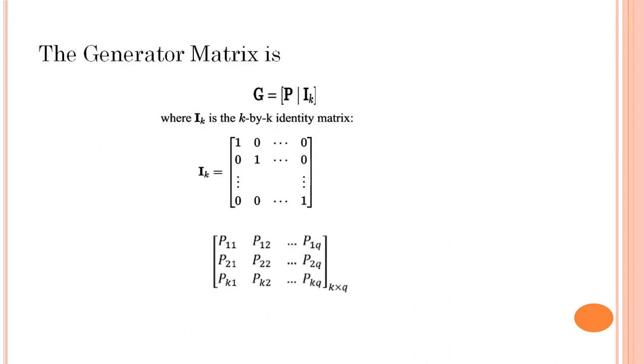Now let us see how a generator matrix can be represented. The generator matrix G can be represented as [P | I_K]. P is the submatrix and it takes a dimension K by Q, where K is the number of message bits and Q is the number of check bits, followed by the submatrix. It consists of an identity matrix, indicated by I_K, which is a K by K matrix.